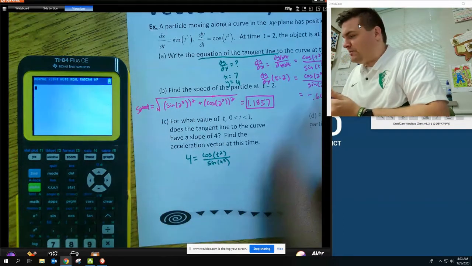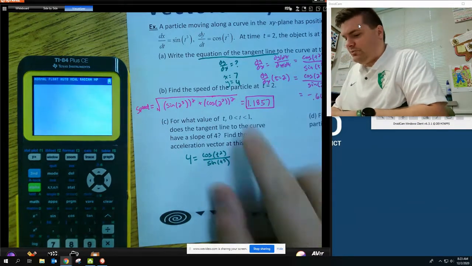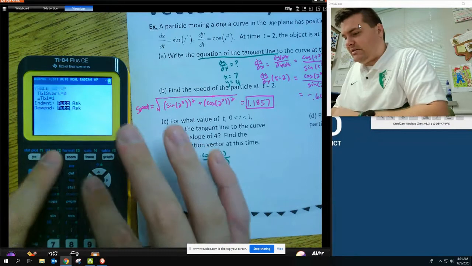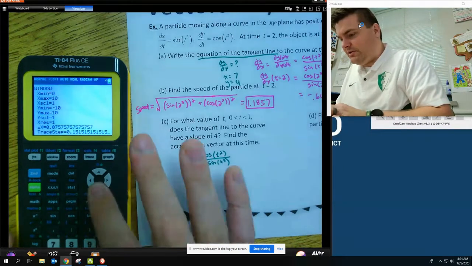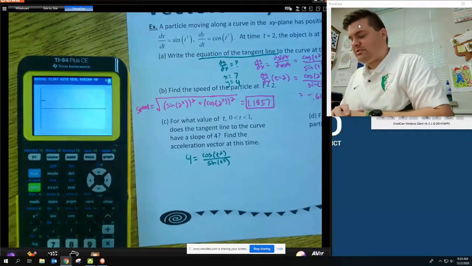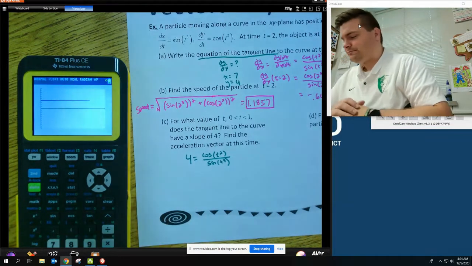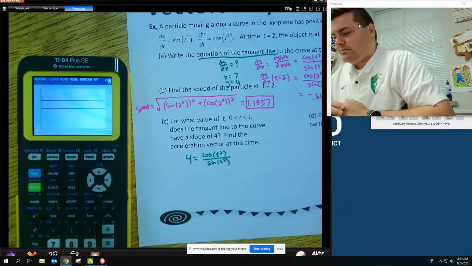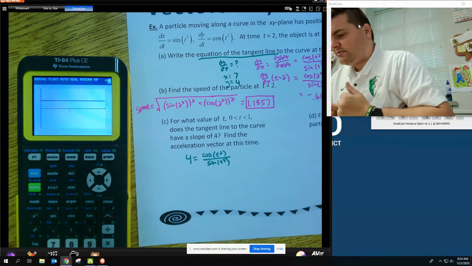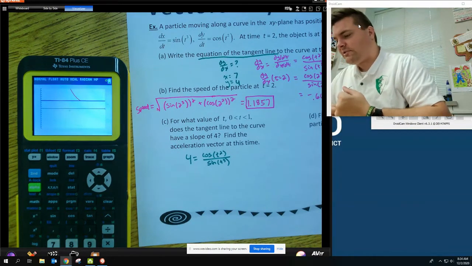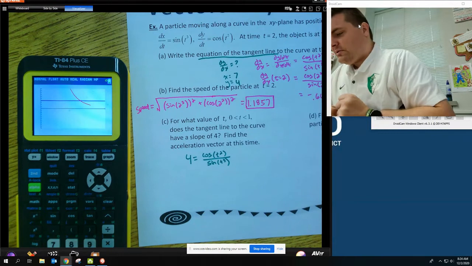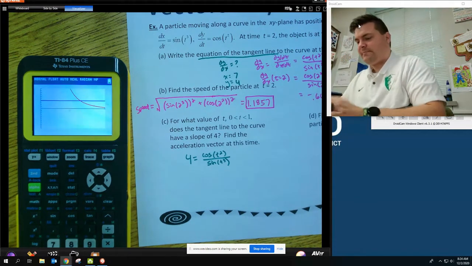Now, I know it needs to be between 0 and 1, so I'll change my window to go from 0 to 1. Let's just see what happens here. So there's my 4. Here comes the curve. Where is the curve? There it comes. There's the curve. Very slowly.